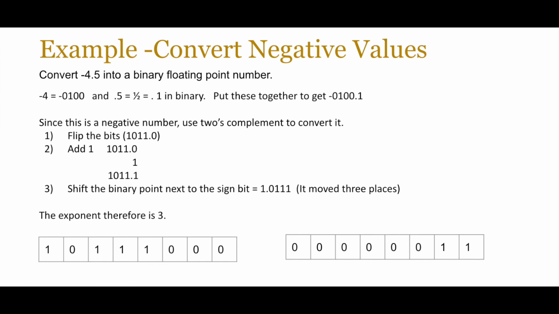Now what you're going to do is shift the binary point next to the sign bit. So in order to make 1.0111, it has to be moved 3 places to the left. And that means the exponent is 3. So your mantissa becomes 10111,000. We fill the remainder of the spaces with 0. And the exponent is therefore 3. If you want to check your answer, you can then try to resolve this binary floating point number back to denary using the techniques you know, and it should give you minus 4.5.